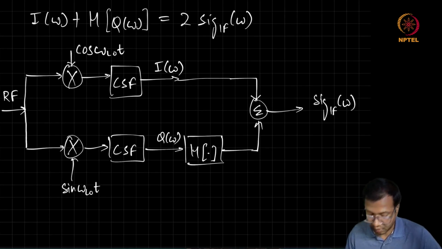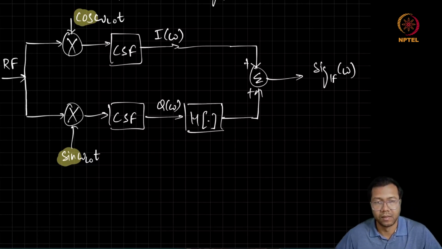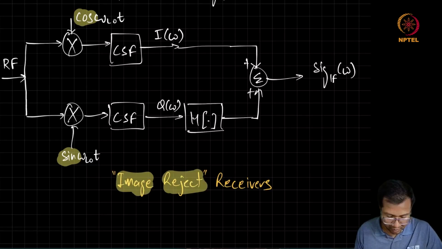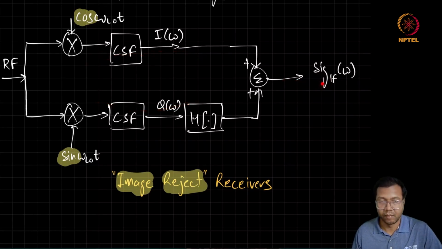signal at IF frequency. The architecture which implements this down conversion with the help of cos as well as sin omega LO t, and later on cancels the image with the help of one more Hilbert transform, is called image reject receivers. We can easily see that depending on how accurately these two paths are matched, we can get a very high level of image rejection.